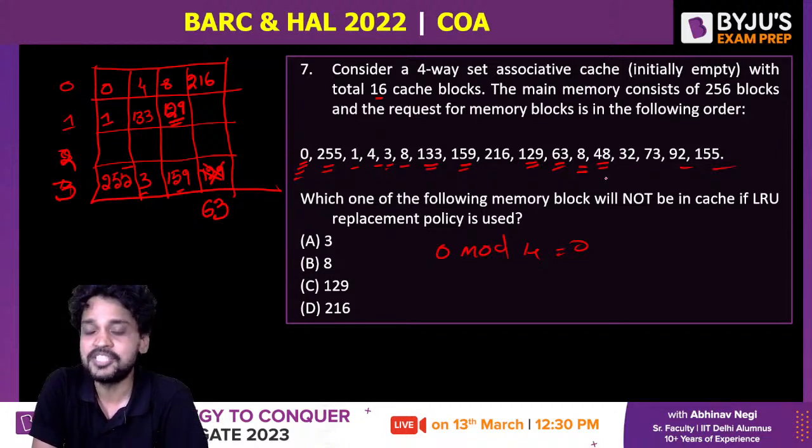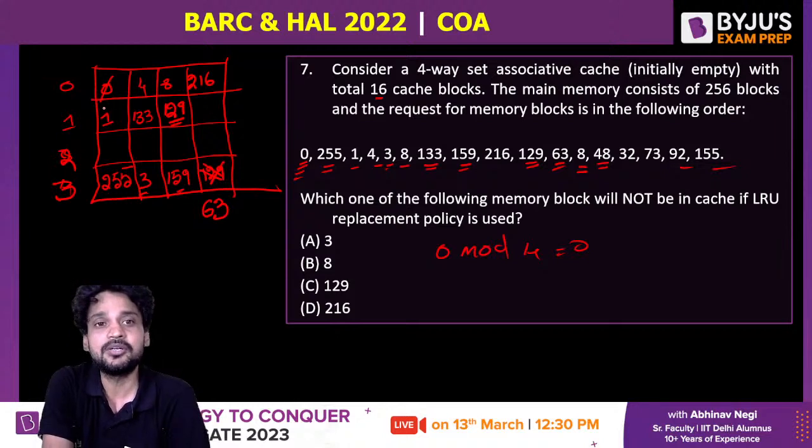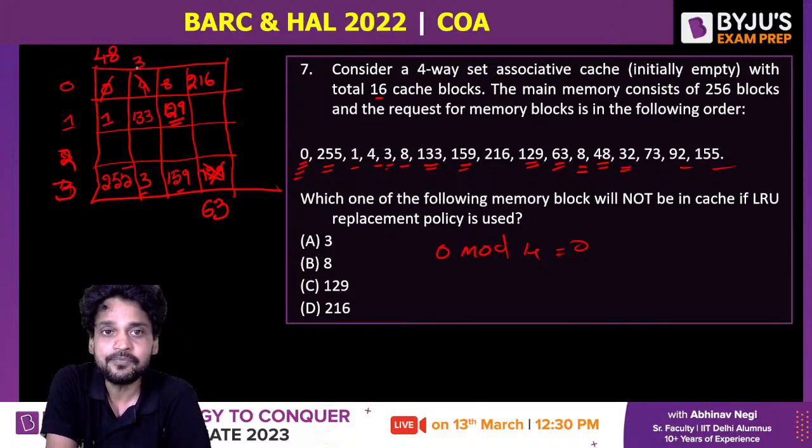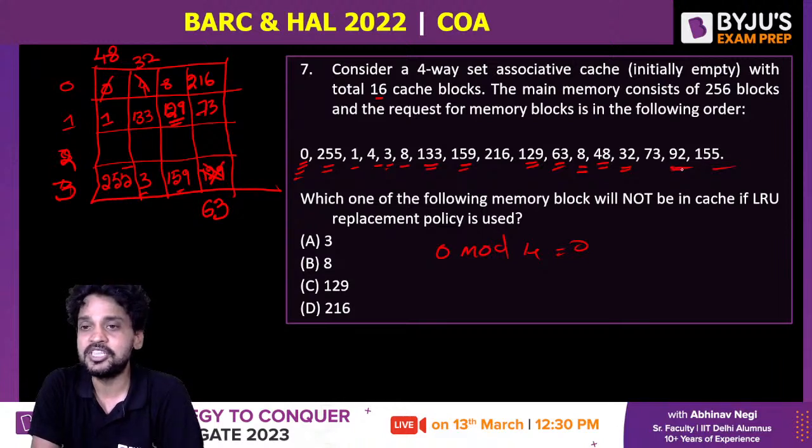48 mod 4 is equal to 0. So LRU replacement is used. So 0 will be replaced by 48, and 32 mod 4 is equal to 0. So 32 is going to replace 4. Okay. And 73 mod 4 is equal to 1. So 73 will be placed here. And 92 mod 4 is equal to 0.